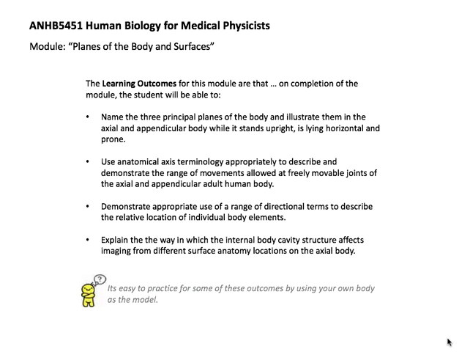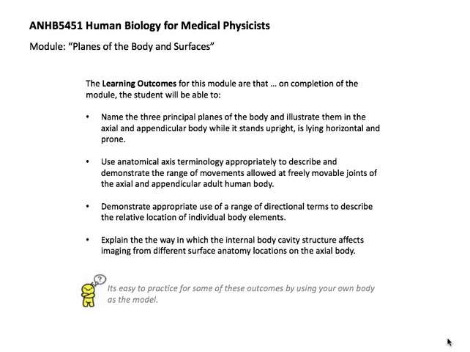The learning outcomes for this module are that on completion of the module, the student will be able to name the 3 principal planes of the body and illustrate them in the axial and appendicular body while it stands upright, is lying horizontal and prone. Use anatomical axis terminology appropriately to describe and demonstrate the range of movements allowed at freely movable joints of the axial and appendicular adult human body.